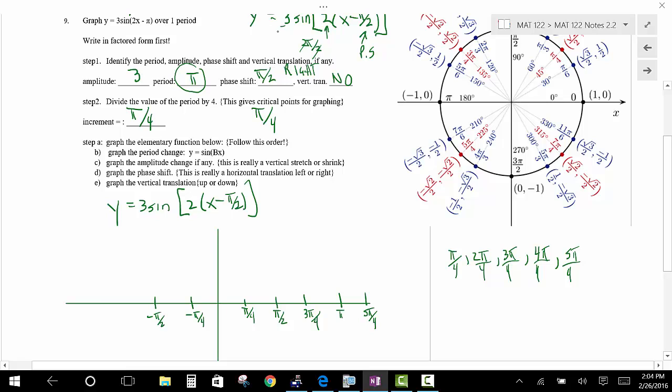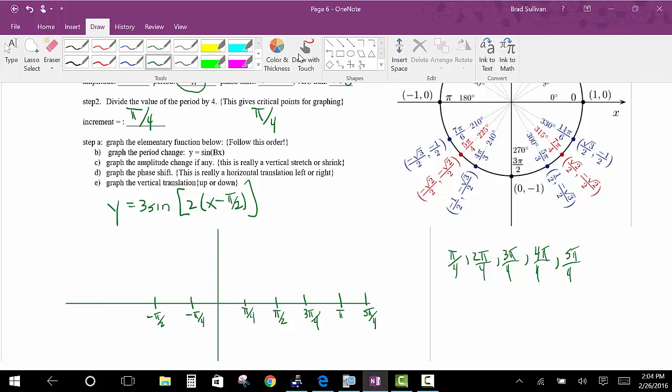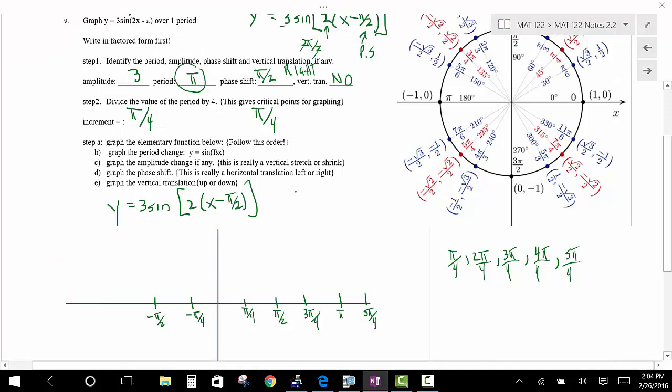Okay, so now this is what's real important, is that you follow a certain order on here. The thing that you always want to do is start really with the phase shift if you have a phase shift. Okay, it's just as easy to do this in a couple of steps as it is in multiple steps. So first of all, we're going to graph y equals sine of 2x minus pi over 2.